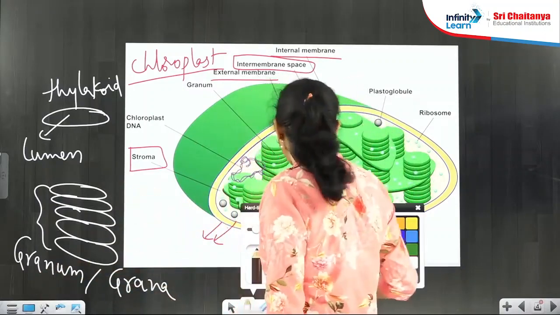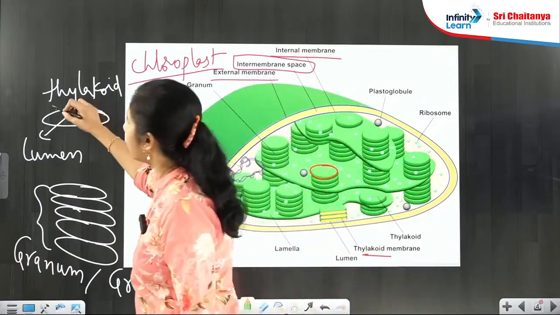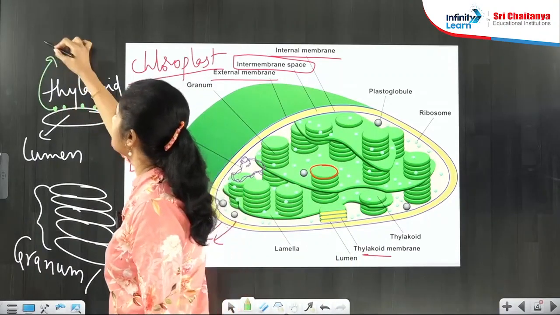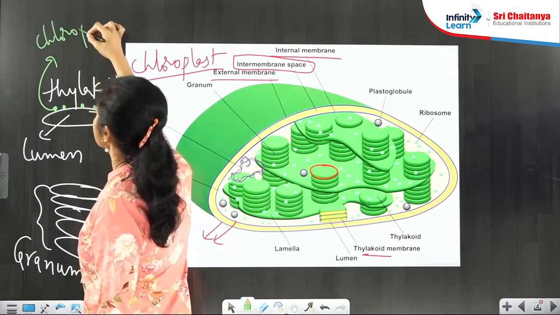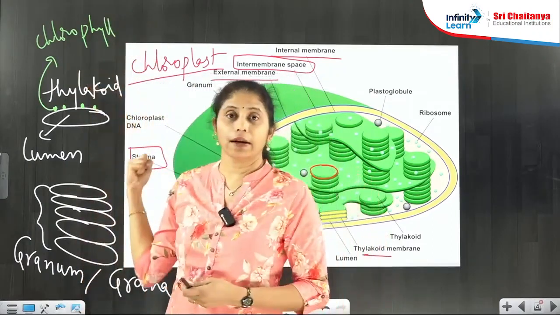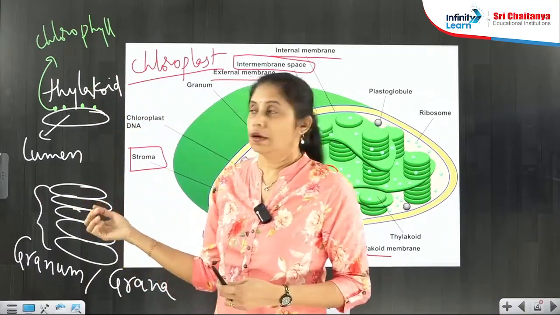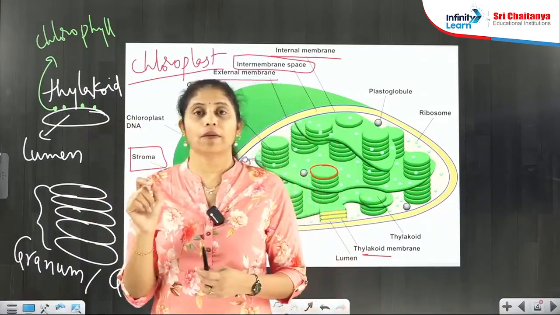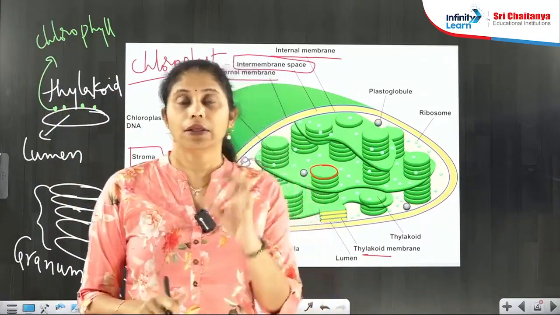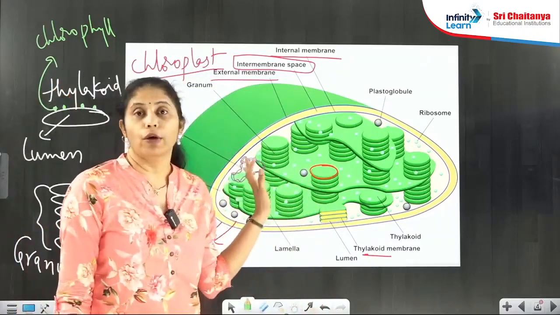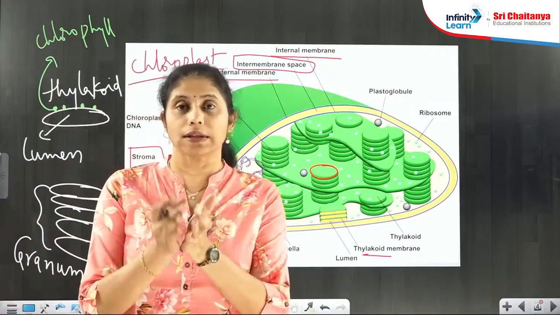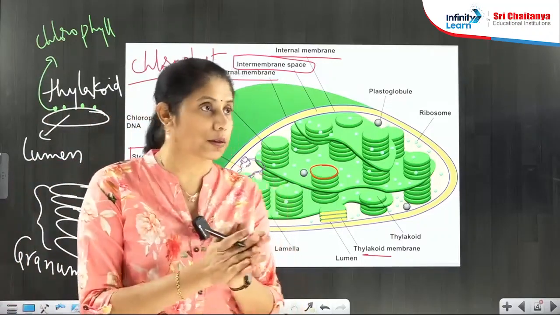And on this thylakoid membrane, we have pigments. You know, chlorophyll pigments are there, which are concerned with trapping of sunlight energy for photosynthesis. So on the thylakoid membranes, we have pigments like chlorophyll and they will trap the sunlight energy, and with that energy, these molecules will be involved in the photosynthesis process. You know, photosynthesis means synthesizing food materials like glucose.